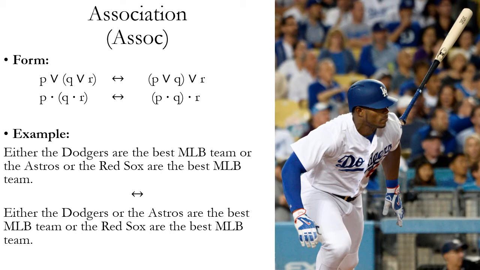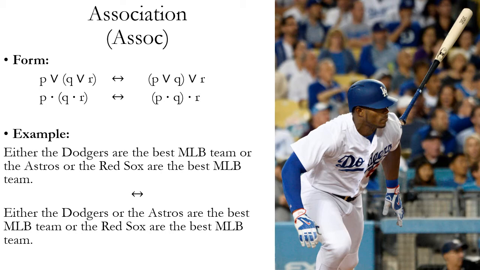Either the Dodgers are the best MLB team, or the Astros or the Red Sox are the best. That's logically equivalent to either the Dodgers or the Astros are the best, or the Red Sox are the best. So I've switched around the order of some of the clauses there just to try to replicate switching around the parentheses in terms of how things are grouped. But logically speaking, those propositions are equivalent. It doesn't matter where you put the parentheses.